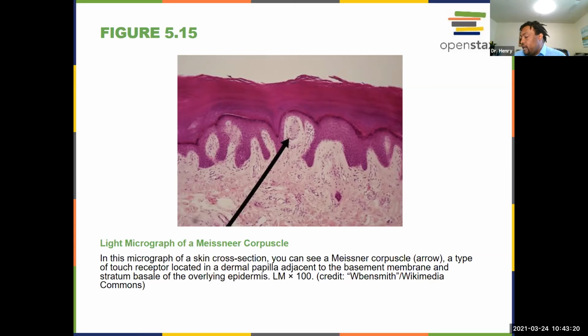Symptoms, right? So there are certain receptors in our skin that are responsible for our sense of touch. One of those receptors is called, I may butcher this, the Meissner corpuscle. It's also called the tactile corpuscle, and basically it's responsible for our sense of touch alone.